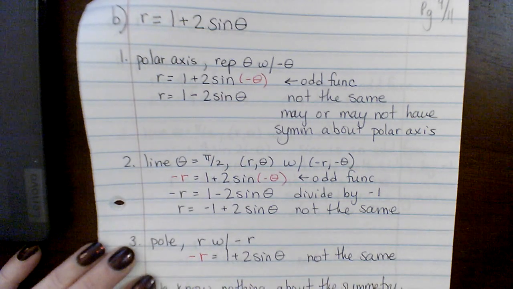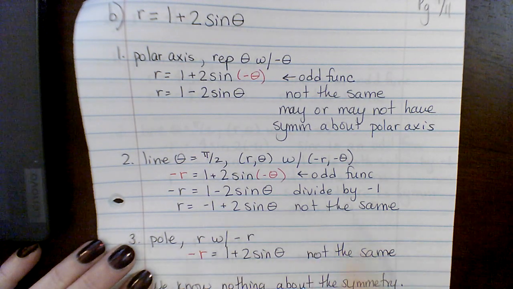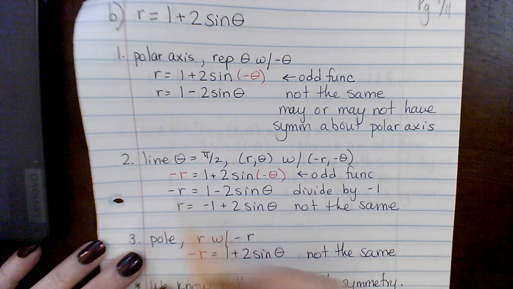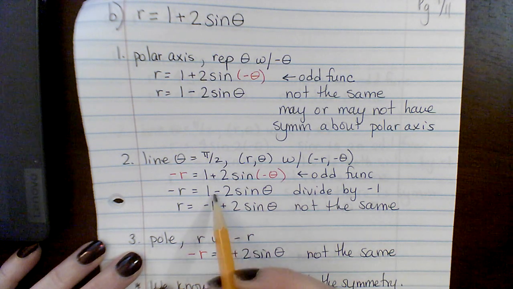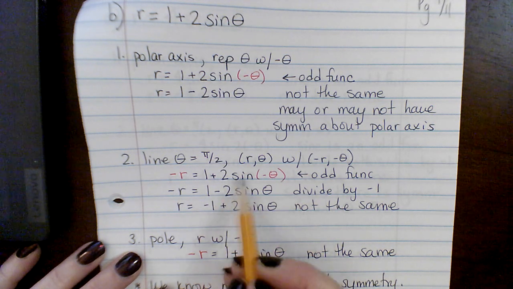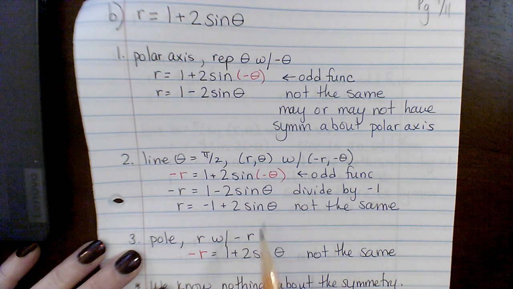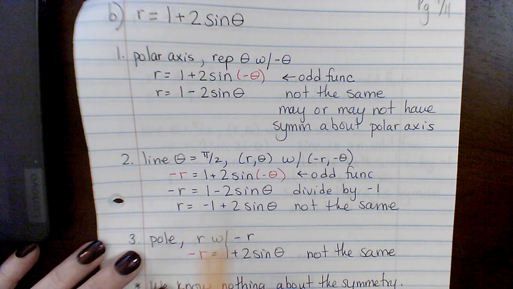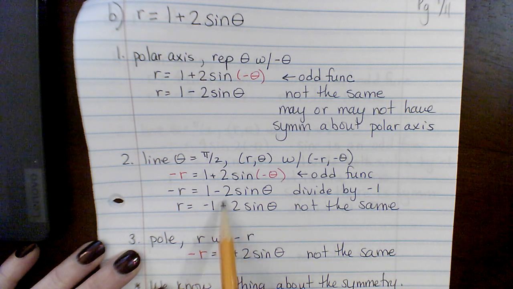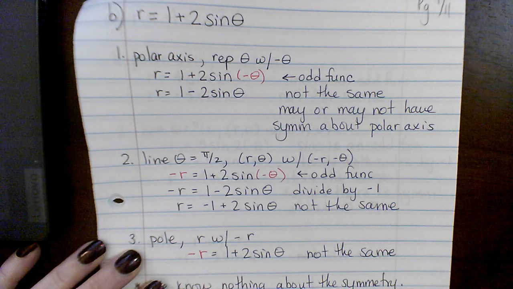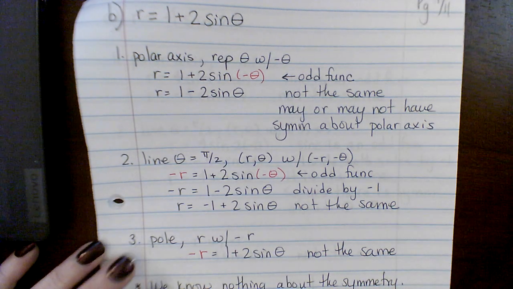All right, so we'll try something different. Let's try theta equals pi over 2. We're going to have to replace r and theta with negative r and negative theta. If we do that, this is an odd function, so 2 sine negative theta pulls this negative out here. That negative, so close, right? If I divide through by that -1, that 2 ends up positive, but now that 1 is changed. So it's not the same. So again, test is inconclusive.